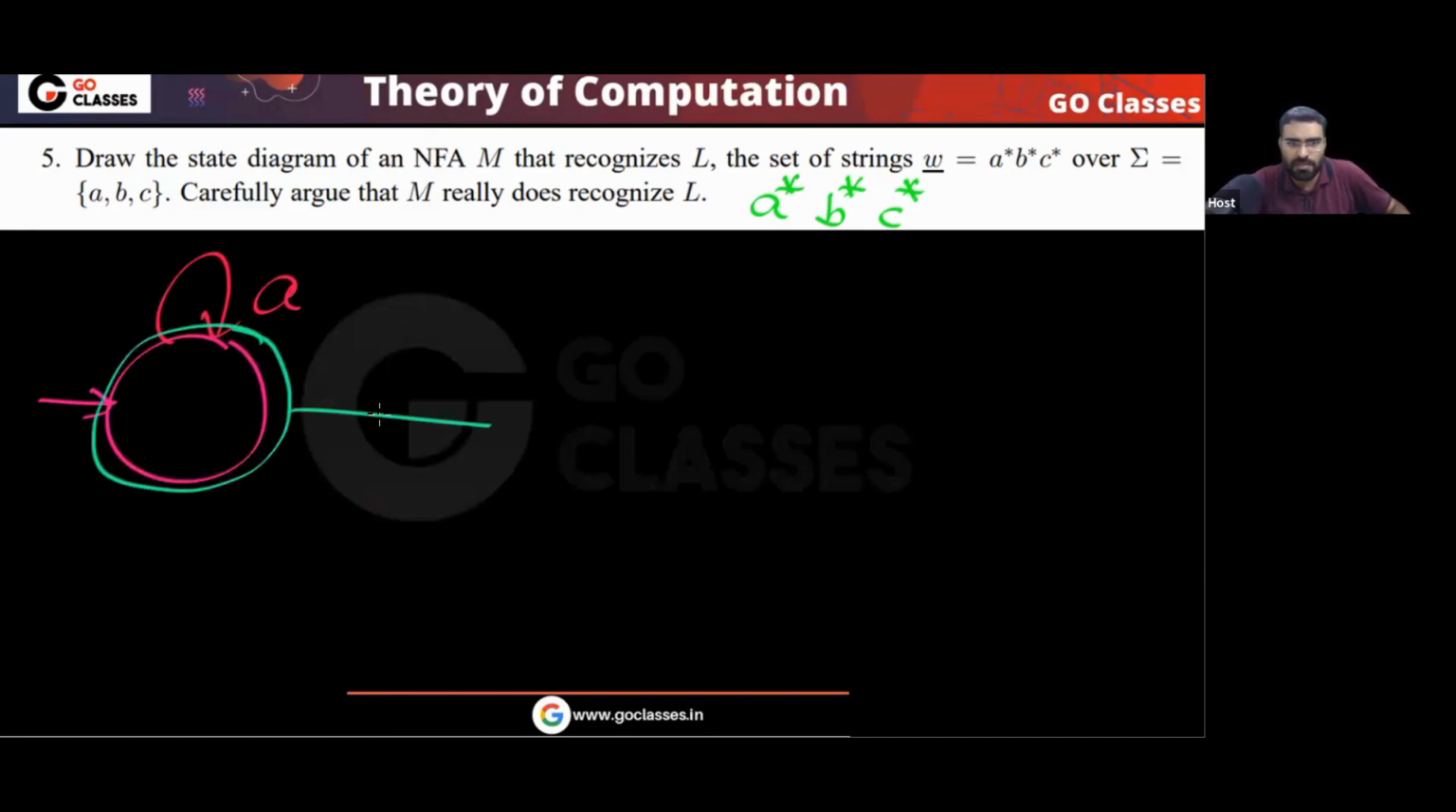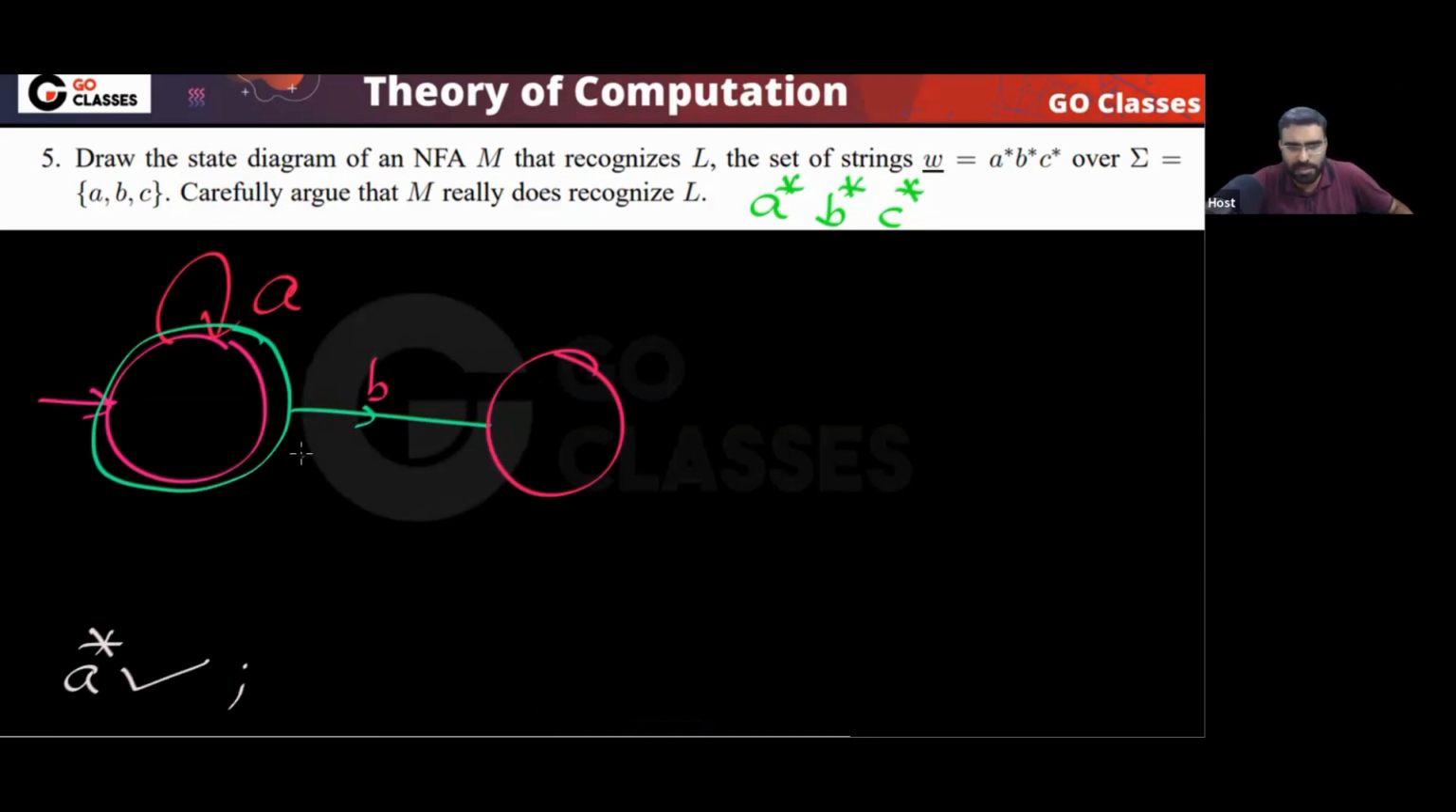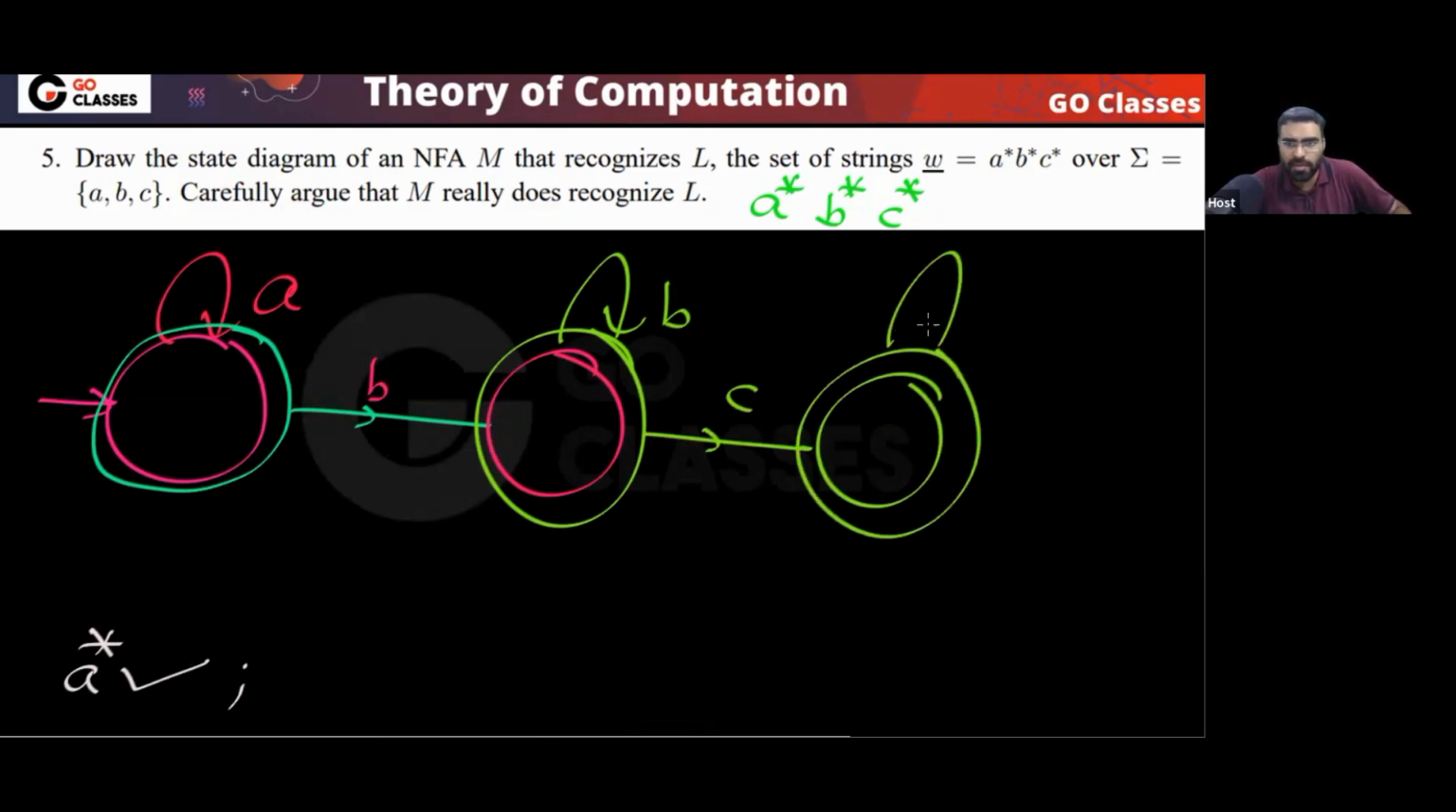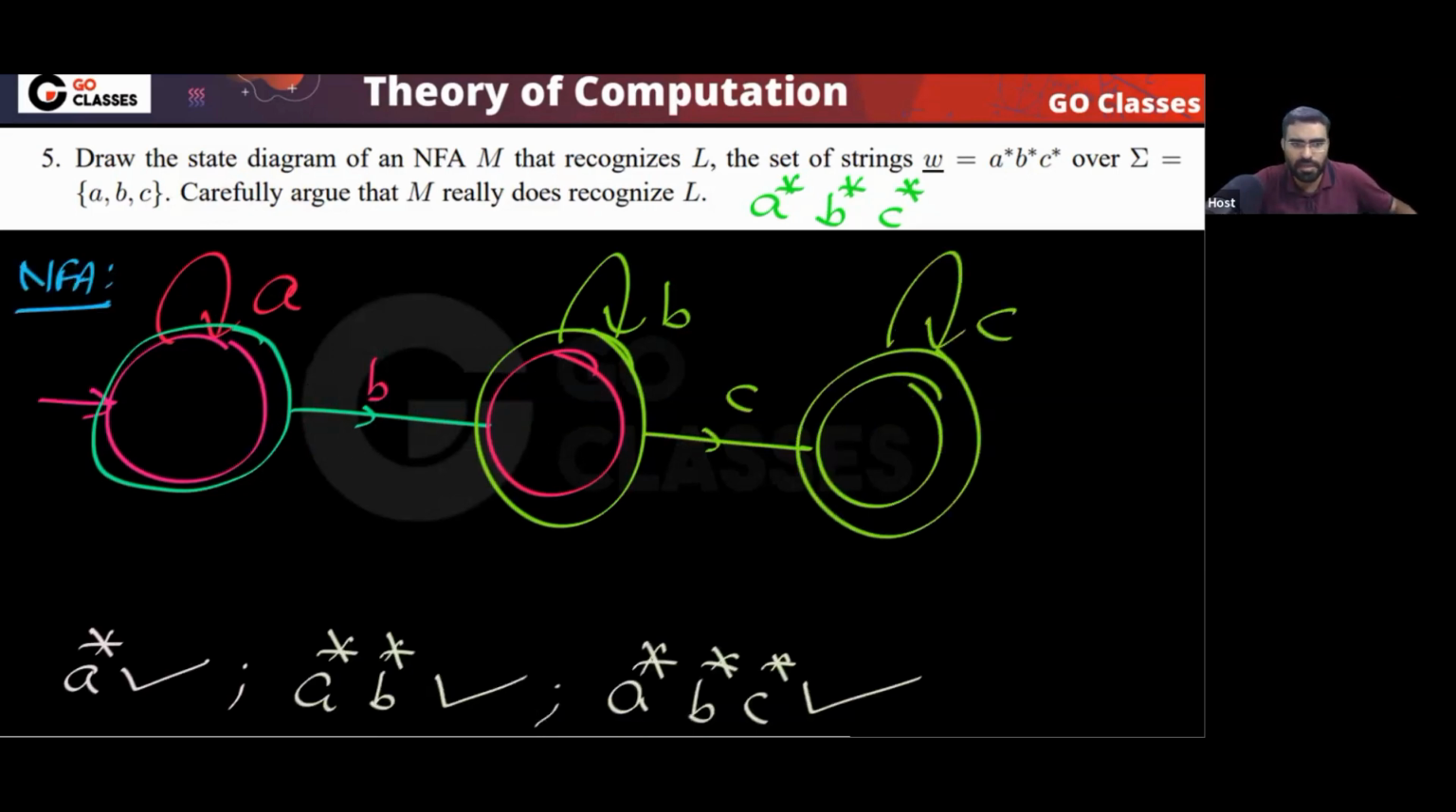Now after this, if B comes, should I accept? Yes. If B is coming, I should accept. Remember, any number of A can come, so A star should be accepted. If B comes, that also should be accepted. Any number of B comes, that also should be accepted. Now if C comes, and any number of C comes, that also should be accepted. So these strings should be accepted.